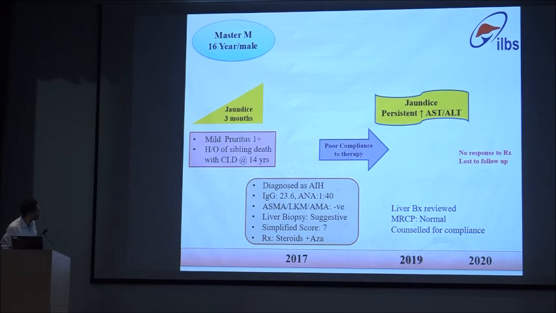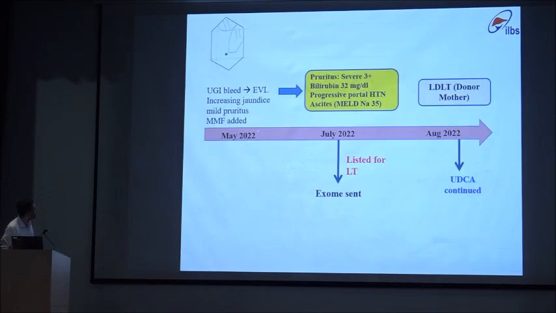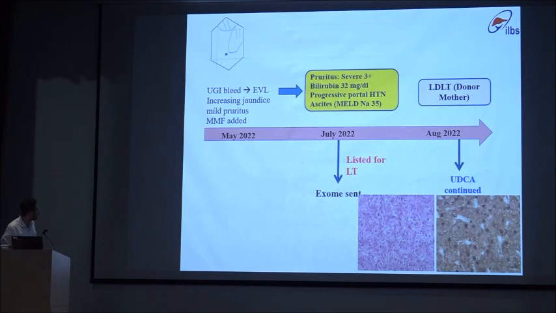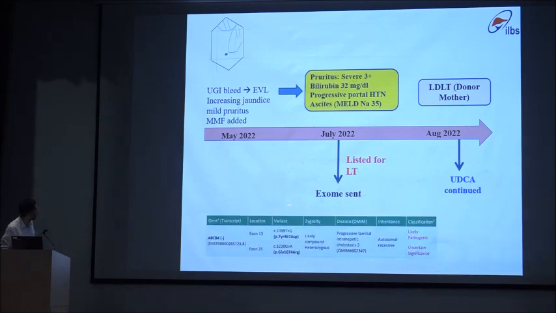But after COVID, again he was lost to follow-up, and then he came to us in May 2022 with upper GI bleed. Somewhere during this follow-up, his pruritus increased significantly. By this time, because he was decompensated, he was already advised for LT, listed, and he underwent LT in August 2022. By this time, an exome which was sent by us came out to be positive, and the explant showed that the patient had absence of MDR3 immunostaining and biliary cirrhosis. So the genetics came out to be compound heterozygous for ABCB4.